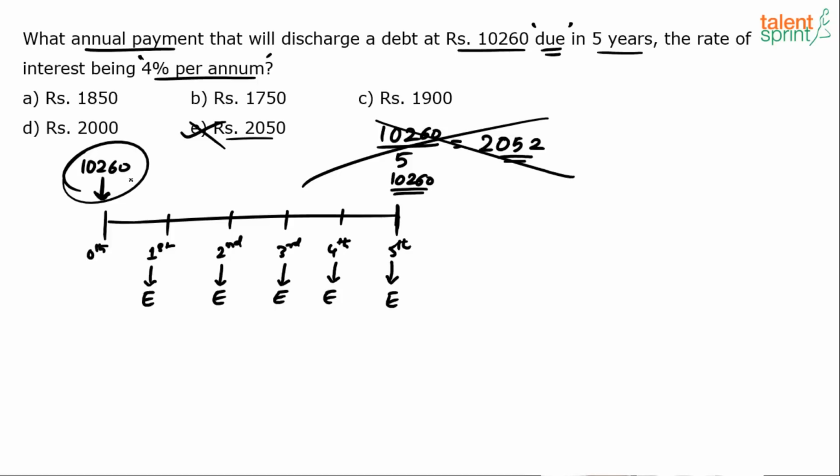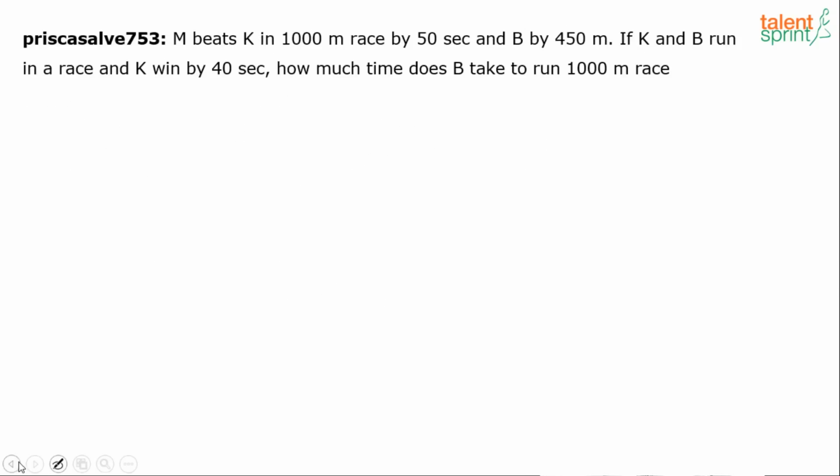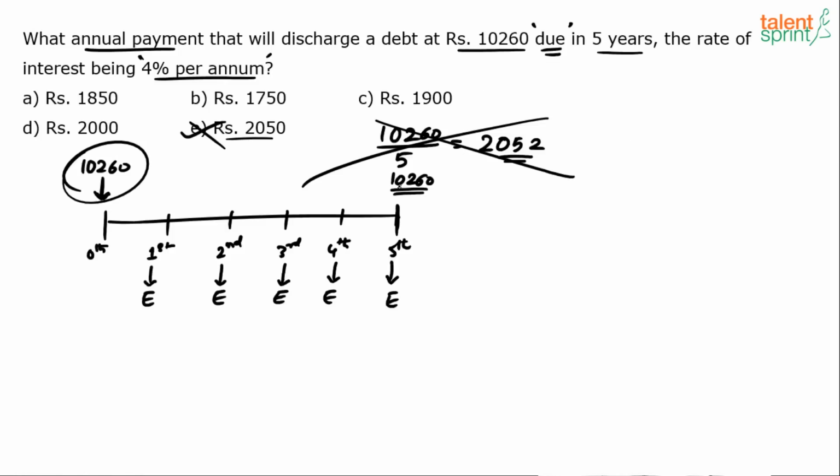Whether I have borrowed now or in the past, whatever, I have to return 10,260 at the end of 5 years. So instead of paying 10,260 in one shot at the end of 5 years, I'll pay equal installments every year. The point to be noted here is whatever amount I have paid at the end of the first year. I was supposed to pay the total amount at the end of the 5th year. I paid some portion in the first year itself.